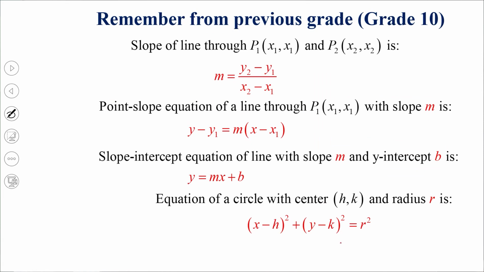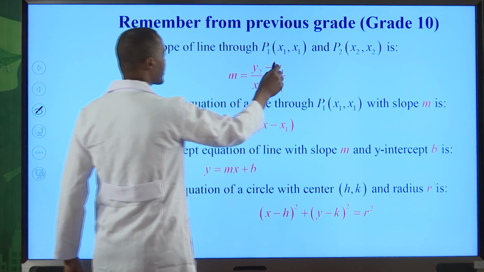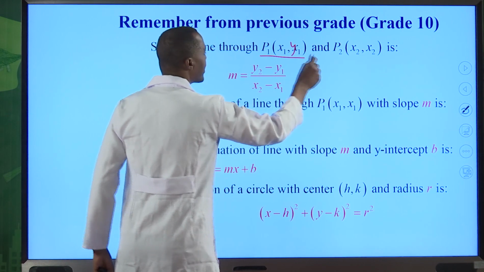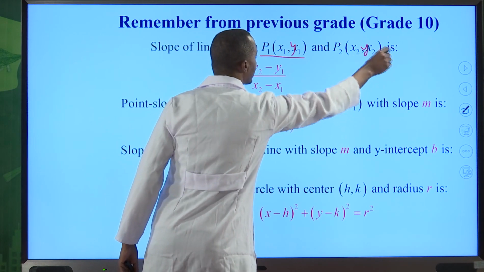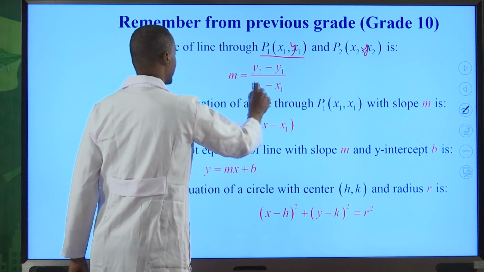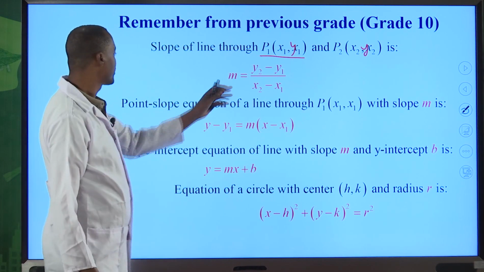After doing so, if we want to find the slope of a line that passes through 2 points, P1 of x1, y1, and P2 of x2, y2, then the slope m is equal to y2 minus y1 over x2 minus x1. That is the formula for calculating slope.